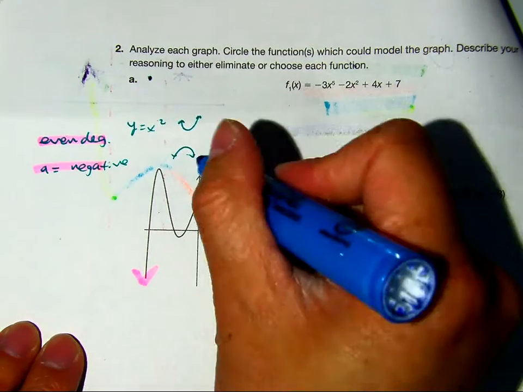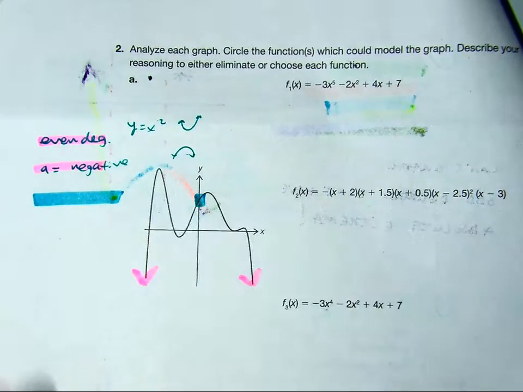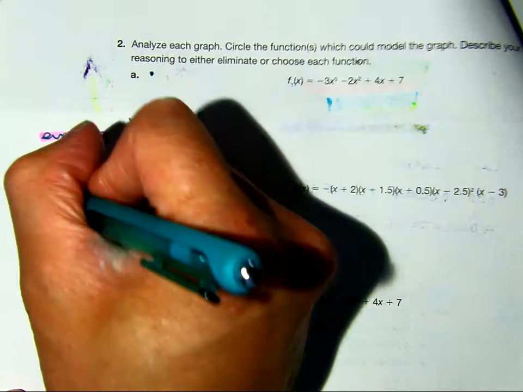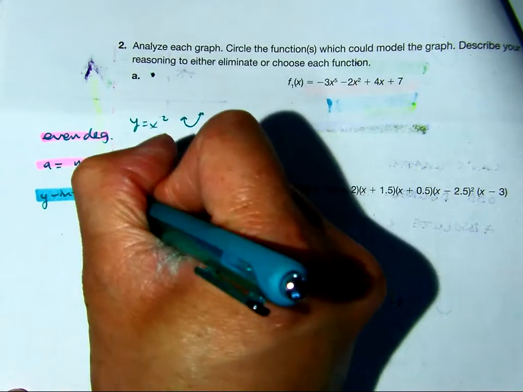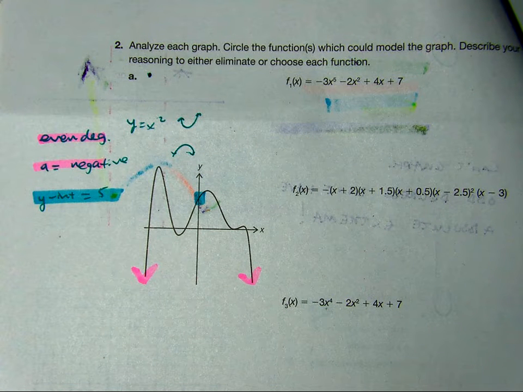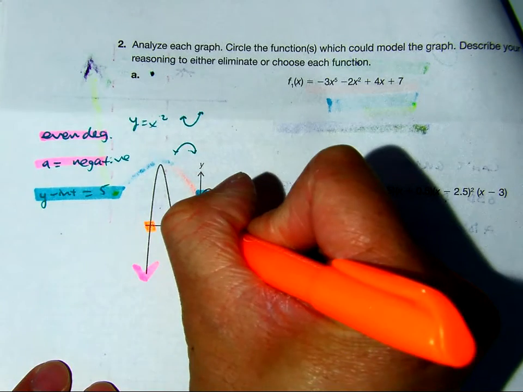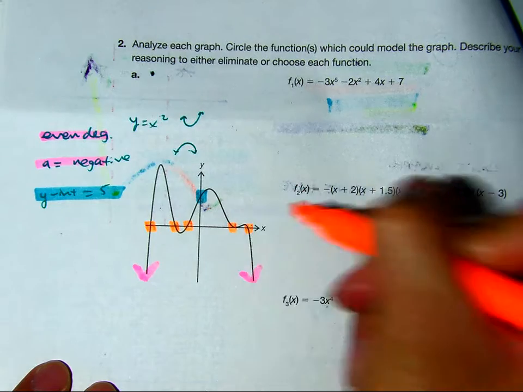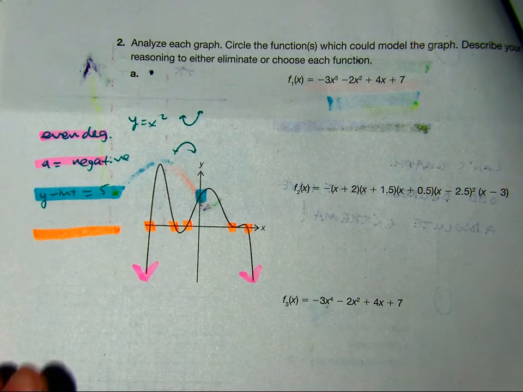The next thing I notice here is where it crosses the y-axis. So at the y-axis, I have a positive y-intercept. So maybe, I'm going to guess a number, 5. The next thing I'm going to do is count the number of x-intercepts. Count with me. Ready, set, go. So we have 5 x-intercepts.